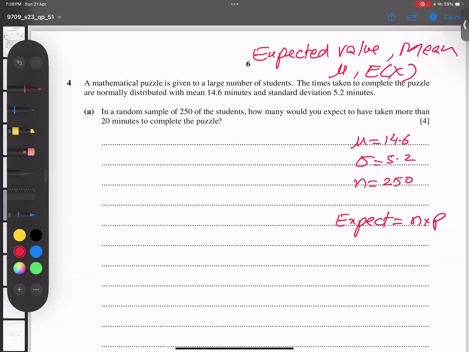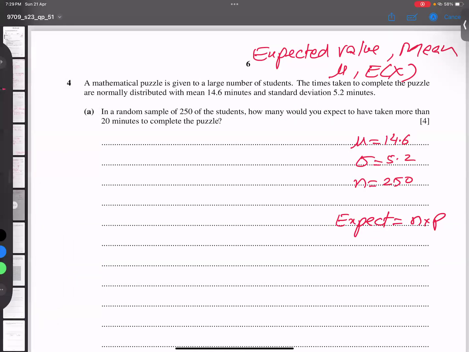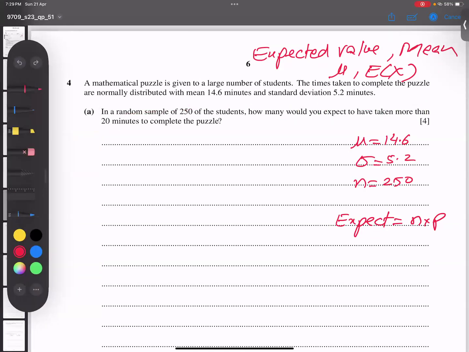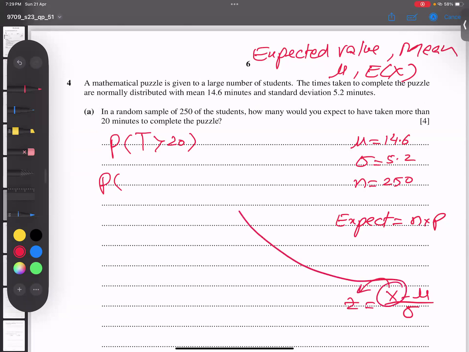So student, what is the technique? He asks how many are expected to have taken more than 20 minutes. What is the technique to do it? We have a formula: x minus mean over deviation, to convert any number to normal format. So this 20 will come here, and t turns into z: 20 minus 14.6, divided by 5.2.